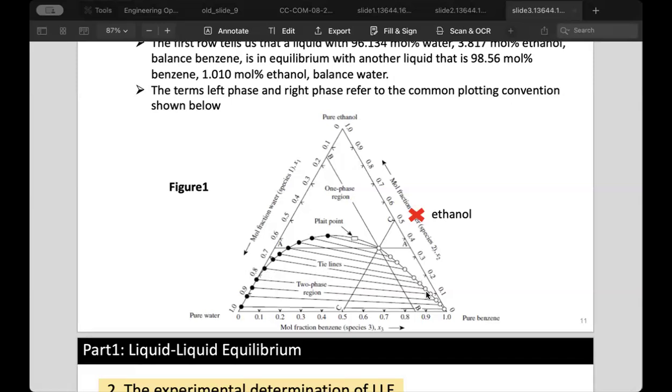If you want to know the amount of each phase, you can use the lever rule, similar to what you use in VLE, vapor-liquid equilibrium. I mentioned the lever rule a few weeks ago. For example, on this line, at this point, to know the amount of this phase, you take this length and divide by the overall length. You know the fraction of that phase.